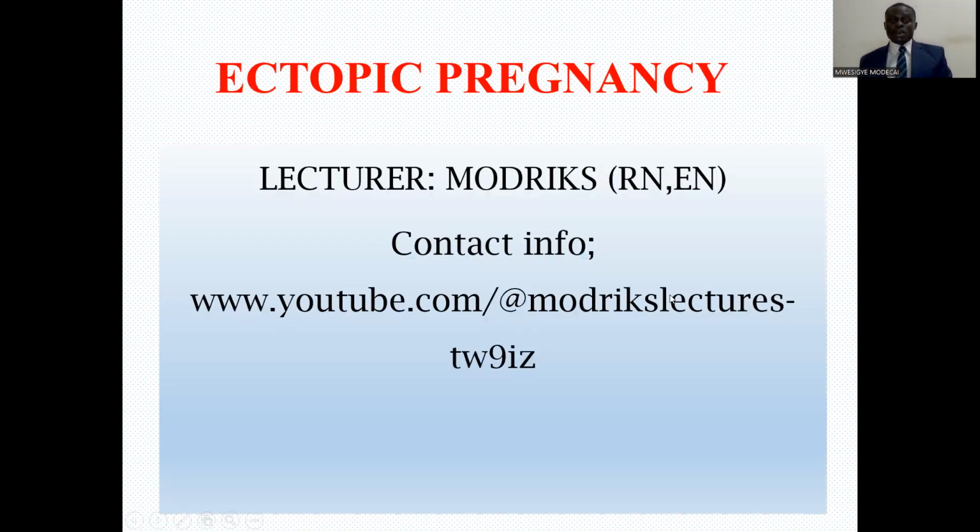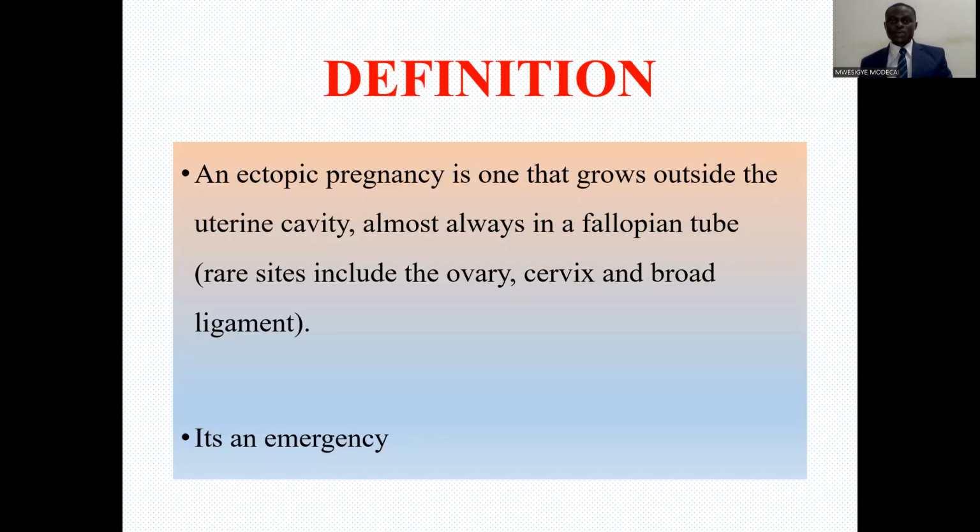So having seen some other topics in the slides as you're following, now we have to look at the word ectopic pregnancy. The word ectopic means out of place. And when you talk about pregnancy, that is the presence of products of conception in someone's uterus. So when I talk about ectopic pregnancy, we are saying it is one that grows outside the uterine cavity.